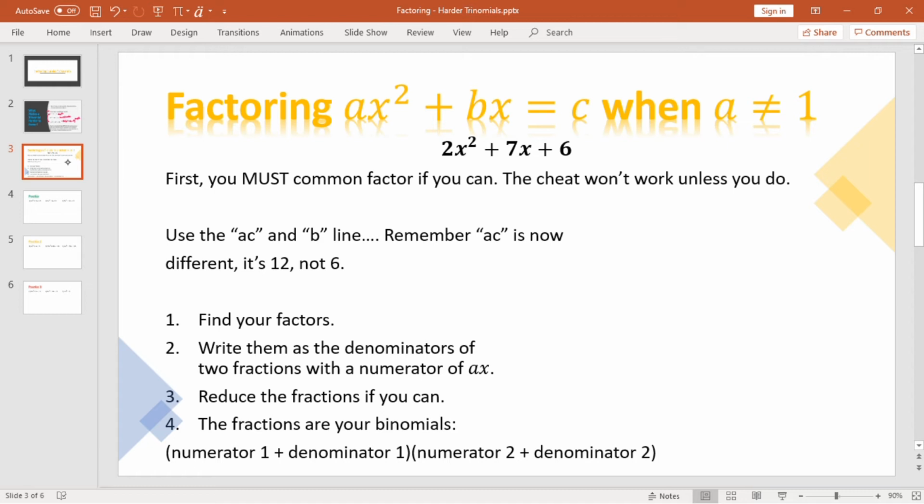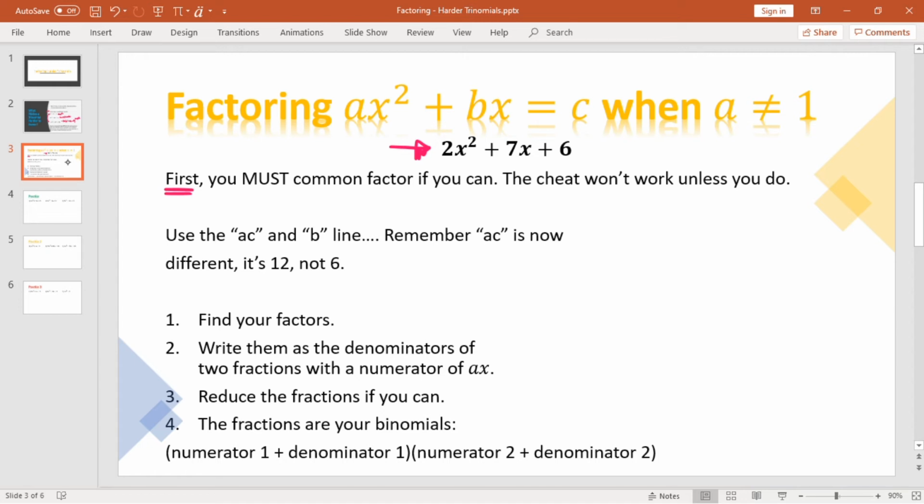So we're going to look at 2x squared plus 7x plus 6. First step, always, always, always, common factor. If you don't common factor, this thing doesn't work. So I look up here, 2, 7, and 6. Nothing goes into all three of those, so this cannot be common factored, so I can proceed now.